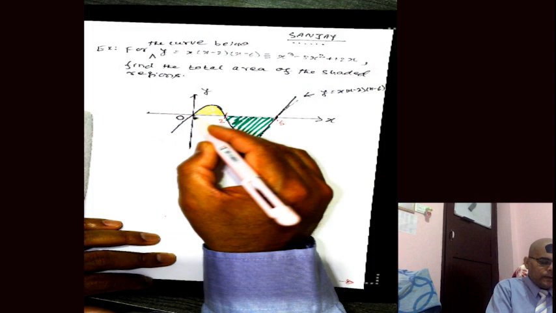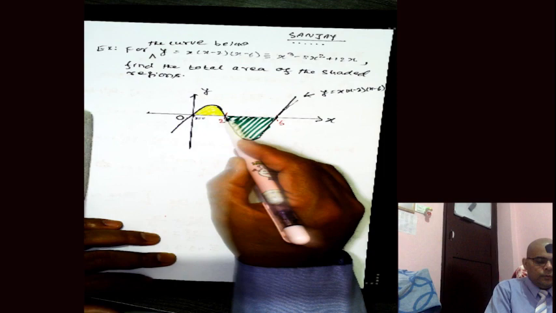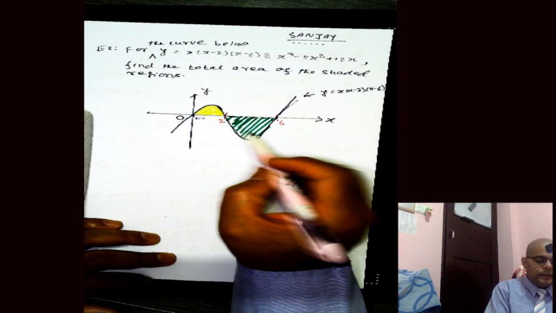You can see it is x equals 0, and here x equals 2, and then another time you have to find the area under the curve between x equals 2 and x equals 6, and finally you have to add these areas in order to get the total area of this shaded region. So let's do the integration first of all. Here in this case the area is the integration.